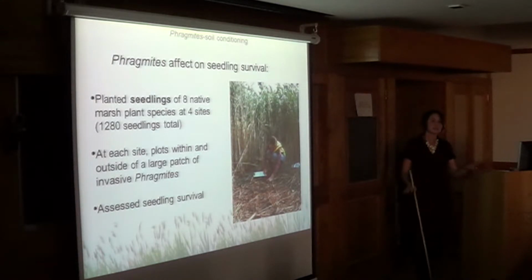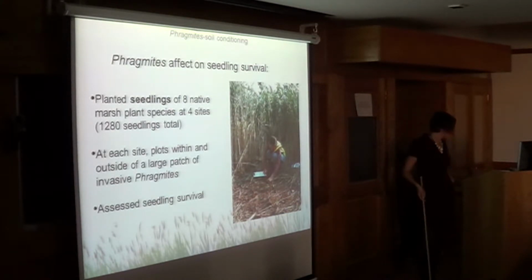And the reason I cleared those sites is that I wanted to exclude factors like shading and crowding that people typically think are why Phragmites is so successful, and just look in the field at the soil. So after a month, I assessed seedling survival.